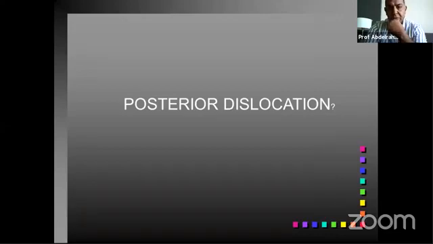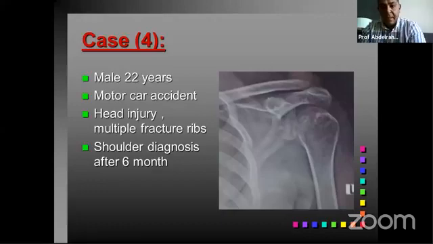Sometimes we have posterior dislocation. Posterior dislocation is mostly neglected, and we have to do CT. X-ray, how can you suspect posterior dislocation? In the AP view, you will see the head is fixed in internal rotation, and mostly it is high up in the glenoid, and we see the trough sign.